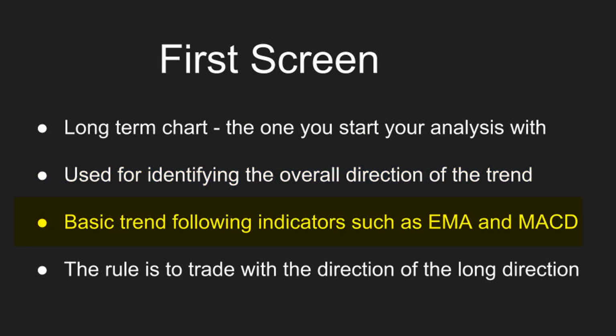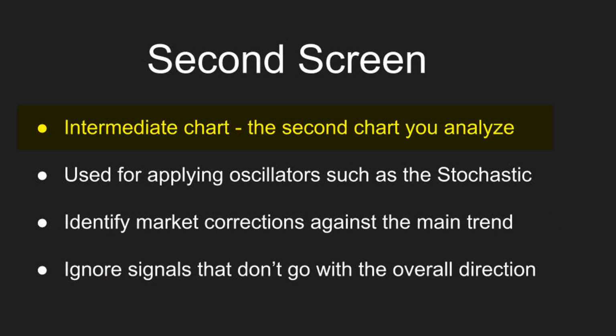You use basic trend following indicators such as exponential moving average and MACD in order to see where the market is currently heading. This is your first filter, and the only rule here is to trade with the direction of the longer chart. So if the trend is up, you will ignore all selling signals and only look for buying opportunities, and vice versa. The second screen is where you apply oscillators.